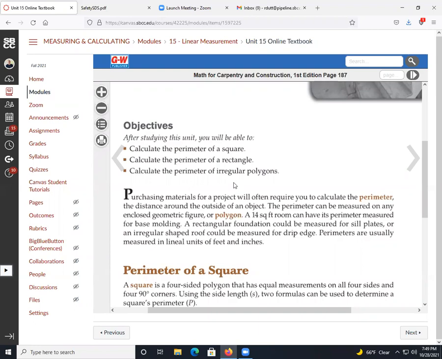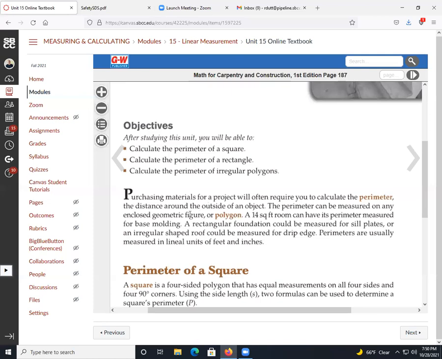Whether it's a square, which is the easiest, rectangles, second easiest, and irregular polygons are also pretty easy too, especially triangles. Perimeter is pretty easy, and then we get into areas, where we are going to break that up somewhat into squares, rectangles, and triangles.